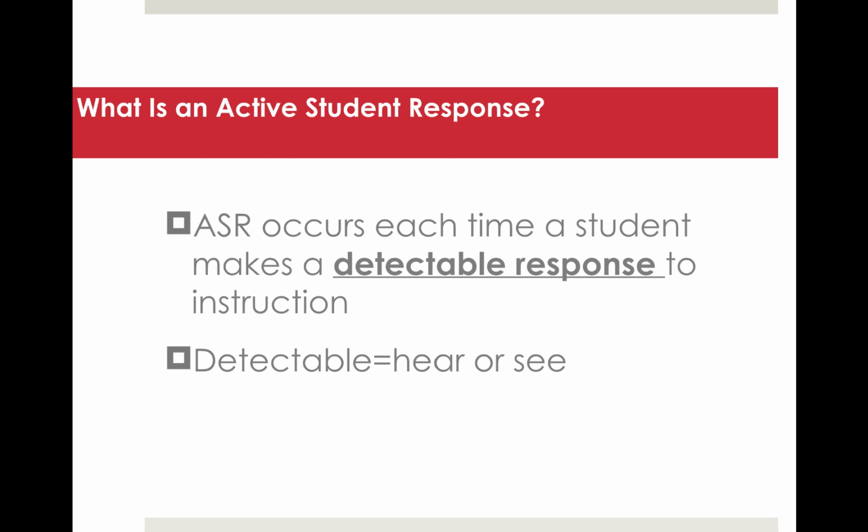It's not a situation where you ask a question and two students raise their hand to answer the question, right? So that's detectable in that two of the students may be able to produce the correct answer, but the whole rest of your class is not. So they are not producing detectable responses, right? So you want to do as much as you can to make sure every single student in your classroom is making as many detectable responses as possible during each of your lessons.